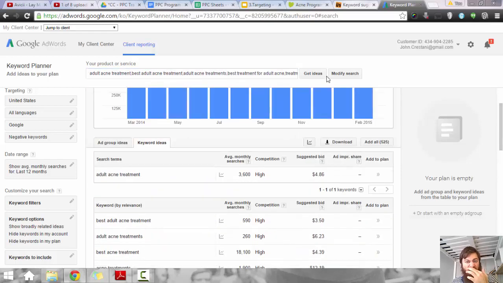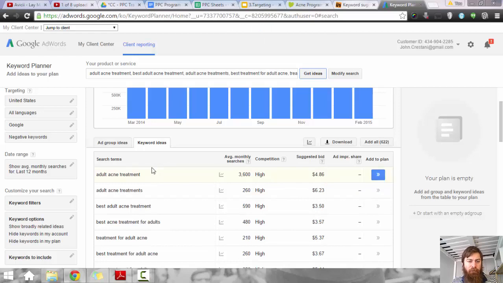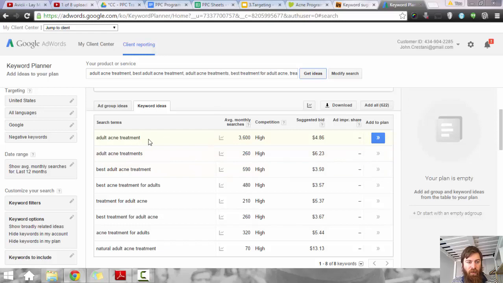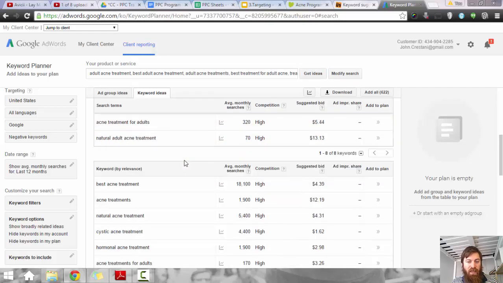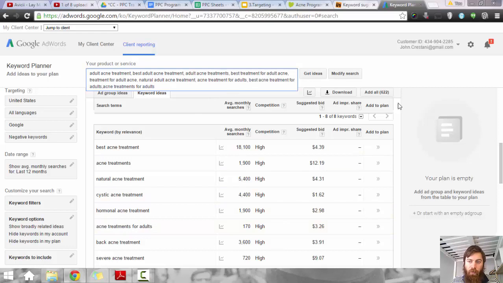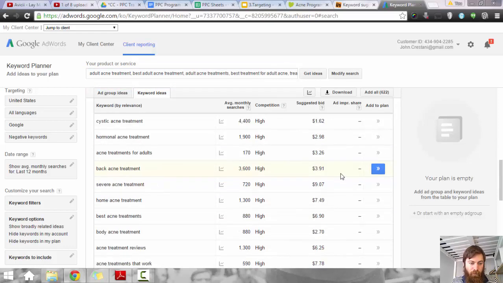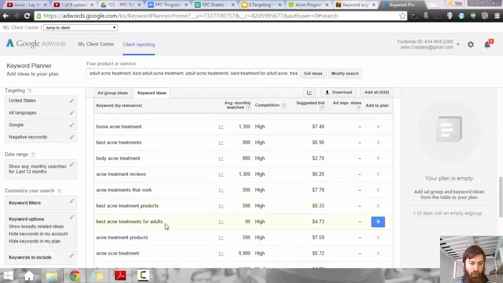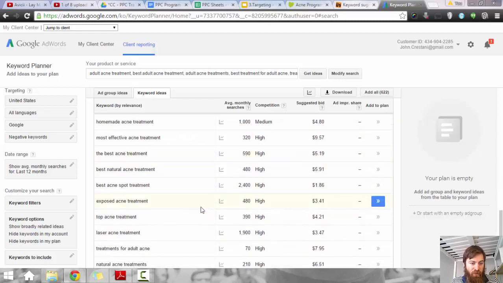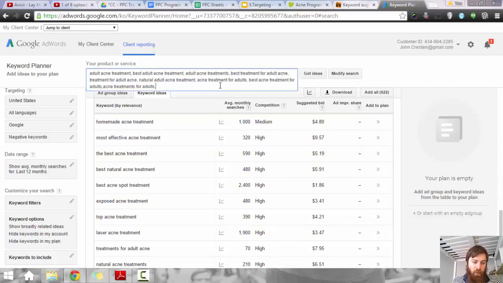What I'm going to do is get ideas again. And now I think we have about 10 words. And notice, they all have lesser volume because they're all derivative of this main root keyword right here. And acne treatment for adults, so we are missing one more here. But I think we're almost done with this group. See, most of them are not adult acne treatment related. So, comma.